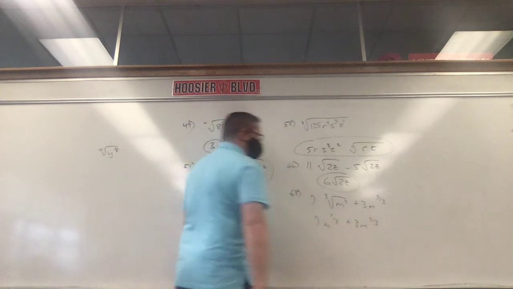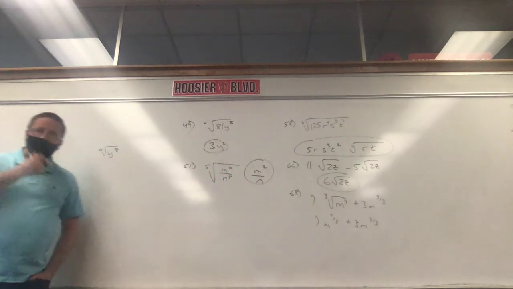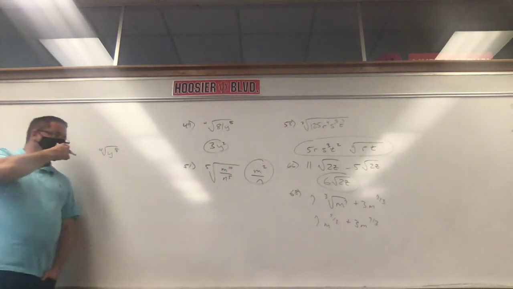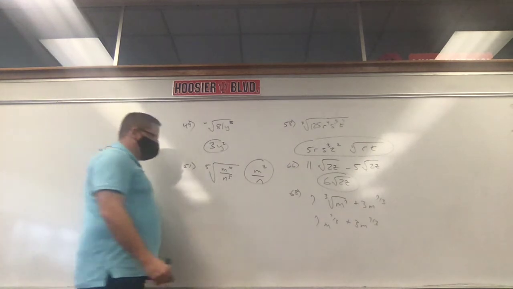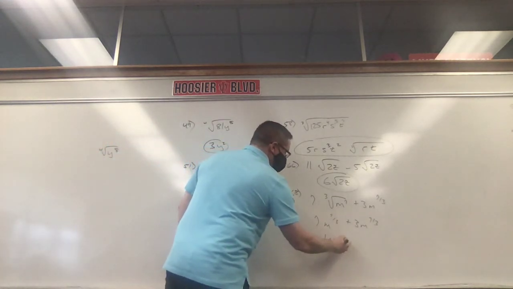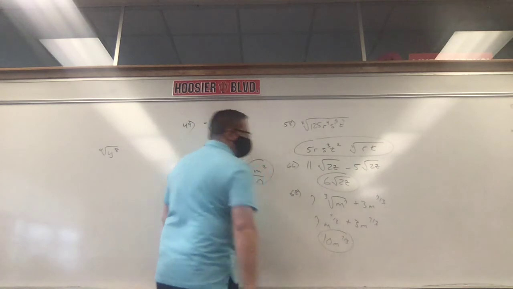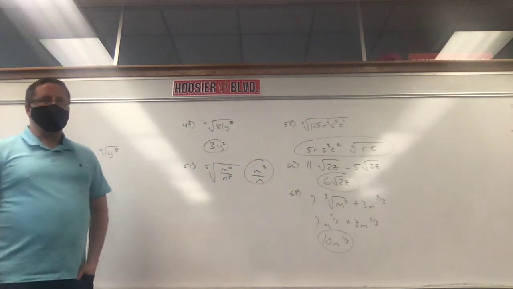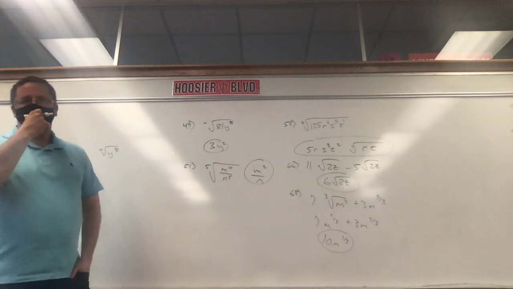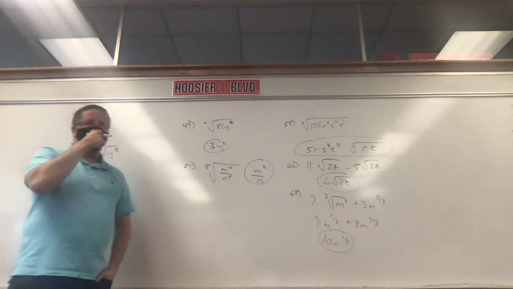Does this look easier now? 7 m to the 7 thirds plus 3 m to the 7 thirds. 7 plus 3, 10 m to the 7 thirds. Could we have written it with a radical? Sure. We didn't though, because when I look at the choices right here, they didn't have radicals in there. There's nothing wrong with writing with a radical. They just didn't.